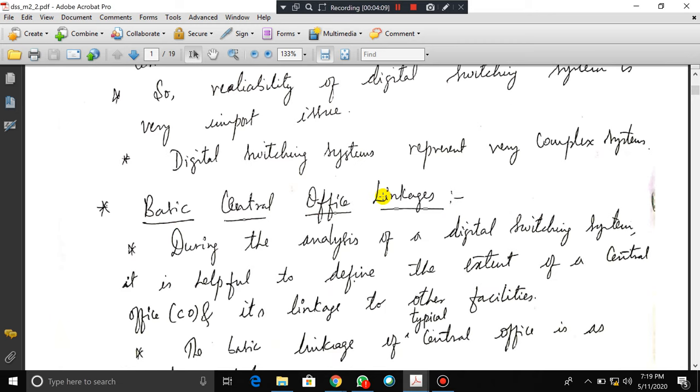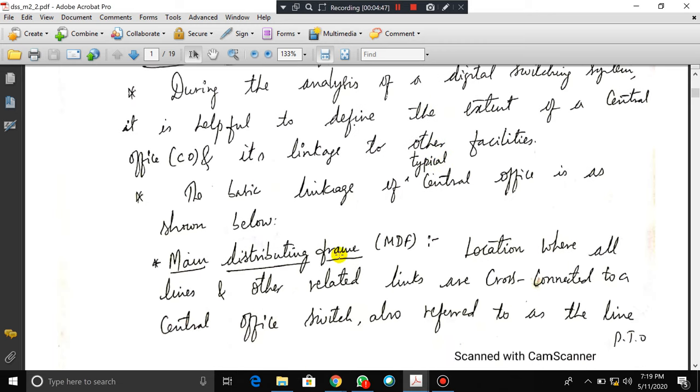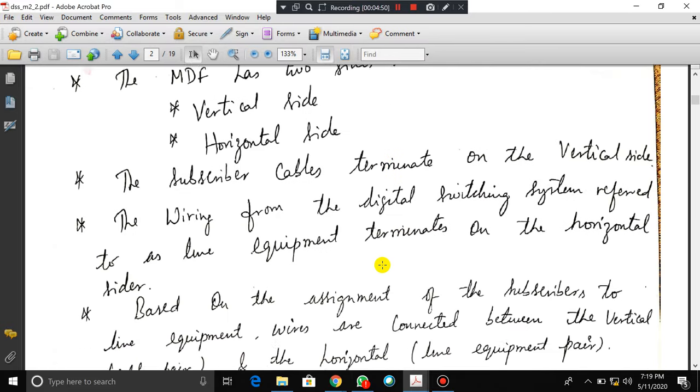That is basic central office linkages. During the analysis of digital switching system, it helps to define the extent of central office, that means the extension of central office, in short form CO, and its linkages to other facilities. That means how it is going to link to the other facilities that we are going to show. The basic linkages of a typical central office are as shown in the diagram below. In the block diagram, we show how the central office is interconnected to other linkages to perform its task.